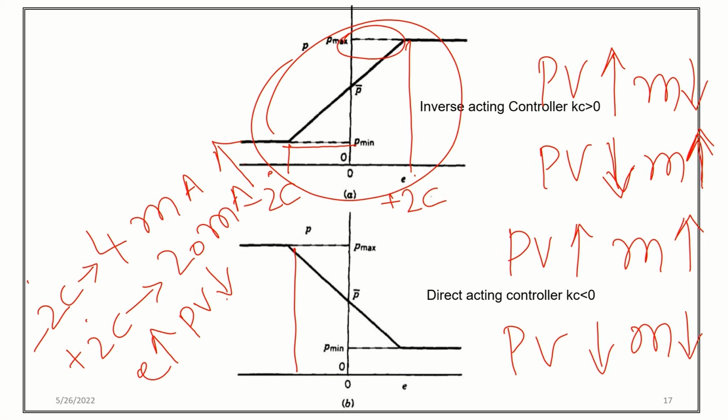Then coming to the next one, which is the direct acting controller. At minus 2 degree C, the controller output is 20 milliampere. At plus 2 degree C, the controller output is only 4 milliampere. So what happens to the error? Error increases, or in other words, the process variable decreases. When the process variable decreases, what happens to the controller output? Controller output also decreases. So decrease action, or in the other way, increase action, is called the direct acting controller. I hope now you are clear with the direct acting and inverse acting controllers, right?